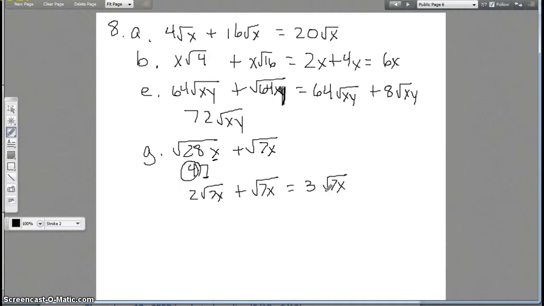Let's do one more. Let's look at part F. Part F, we have square root of x minus the square root of y. We can't do anything with this. These are not the same kind of thing. We can't factor x, we can't factor y, so we can't simplify either one of these. So this is just going to be not possible. So that was number 8, which is just like number 14 that I assigned for homework.